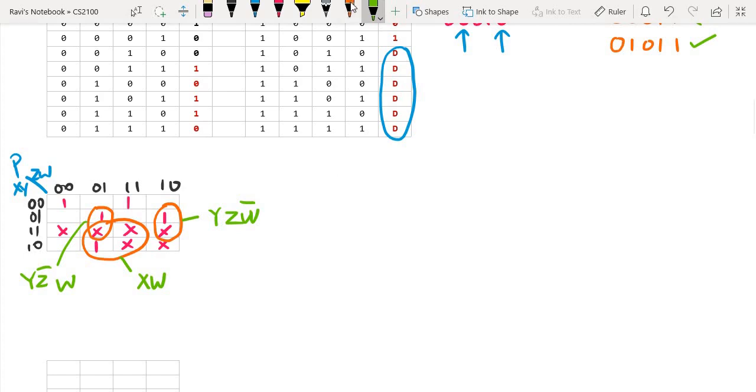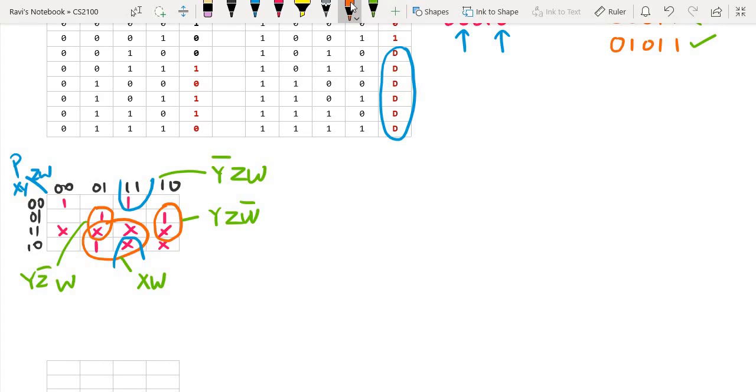Okay, how about this one over here? Again, what I can do is a wrap around this with this. With this wrap around, I can see that the z and w, since it's the column, remains, and the x changes, so left is y bar z w.